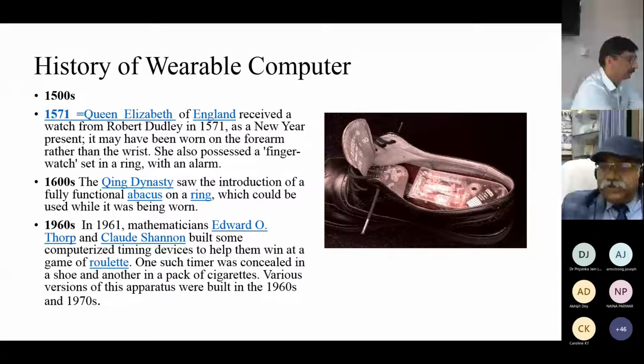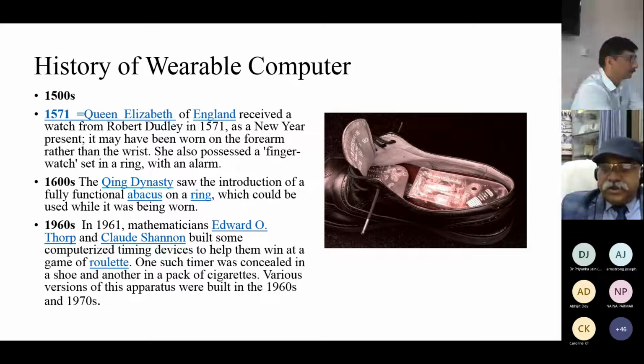In 1571, Queen Elizabeth of England received a watch from Robert Dudley, and it was very small. She wore it as a ring. It had the facility of only an alarm, so a watch with alarm. In the 16th century, the Qing dynasty saw the introduction of a fully functional abacus. So an abacus on a ring. You can imagine that in the 16th century, abacus, I think everybody knows about abacus, was there on a ring which can be worn on the finger.